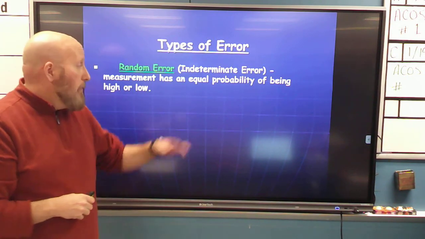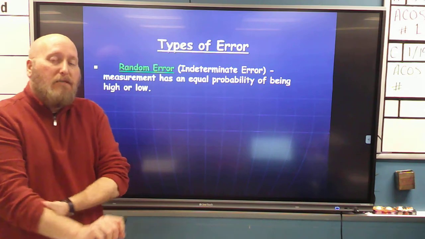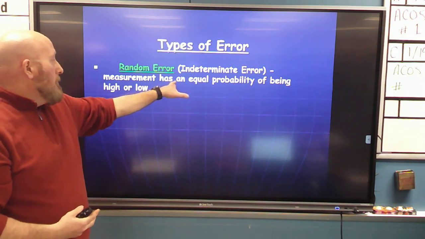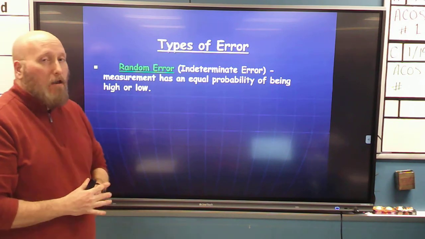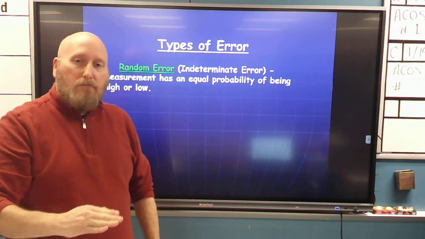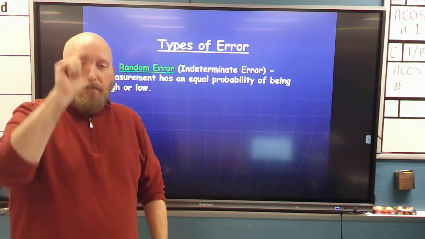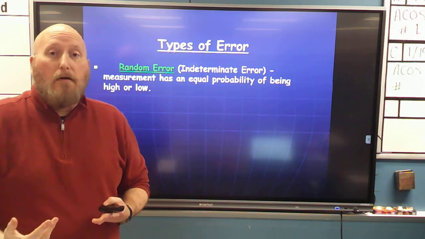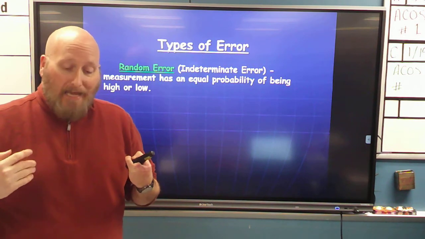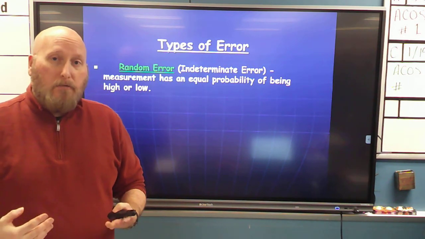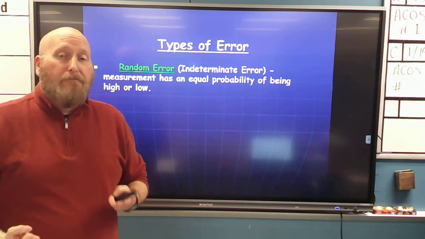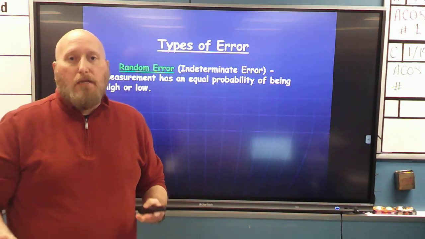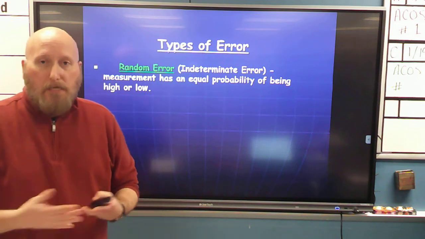Now, sometimes you'll see the word indeterminate, which means you can't determine what's causing the problem. It's a measurement that has an equal probability of being high or low. Sometimes we're a little up, sometimes we're a little low, left or right, whatever. That's random error. Now, you and I know this already. We can already figure this out. You, as an experimental person, cannot fix random error. That's why they call it random error. You don't know what's causing it, and you can't really fix it. It's just something that happens.